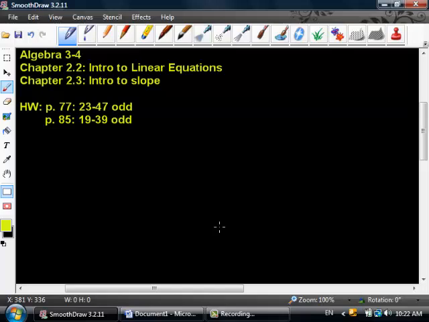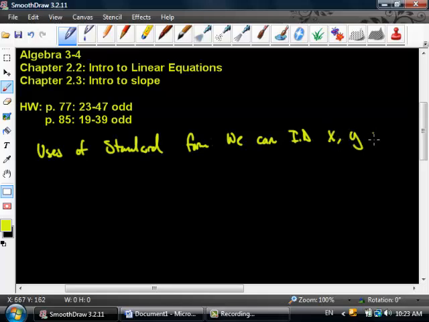So once something's in standard form, why do we care? Why do we care that we want something in standard form here? So the uses of standard form come from the ability to identify, so we can identify X and Y intercepts. An X-intercept and a Y-intercept is where that point or where that line crosses that particular axis.